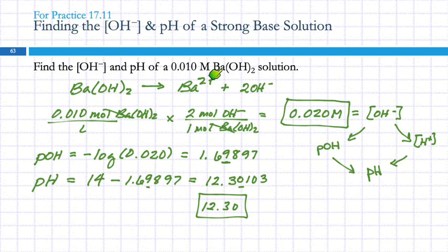Giving you one of these group 2A metal hydroxides on an exam to calculate the pH or something is one of my favorite things. I don't think it's a trick, but students mess it up more than like sodium hydroxide. It's a little more challenging. So just be aware of that. Watch out for that.